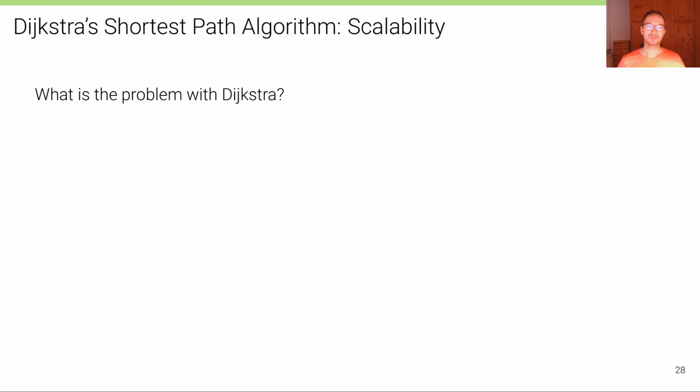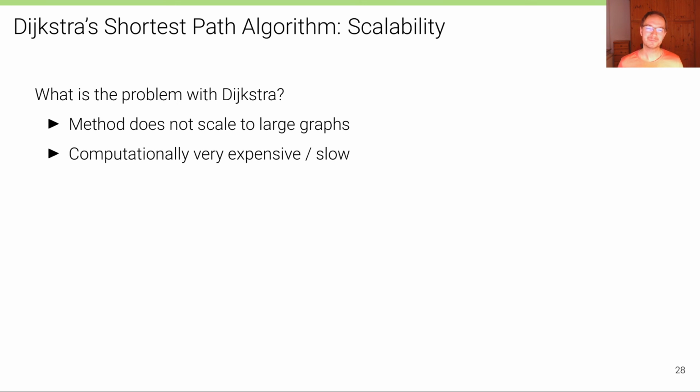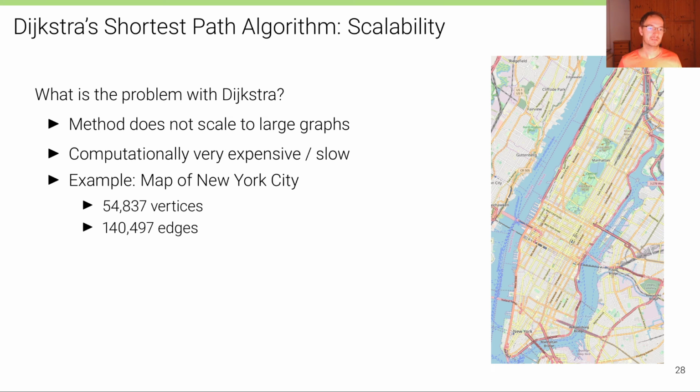Now, this is great, but what is the problem with Dijkstra? The problem with Dijkstra is that this method is not scalable to very large graphs, because at some point it becomes very expensive and slow. For example, consider a graph at the extent of the map of New York City, which has approximately 54,000 vertices and 140,000 edges. So what can we do in this case? Is there something even more efficient than Dijkstra's algorithm?